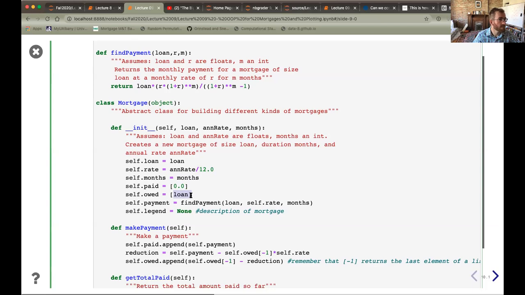All right, so let's go ahead and figure out how the rest of this works. We call our find payment function, which is defined outside of our class, although we could have probably done it inside the class. But right now we want to make sure we can access it.